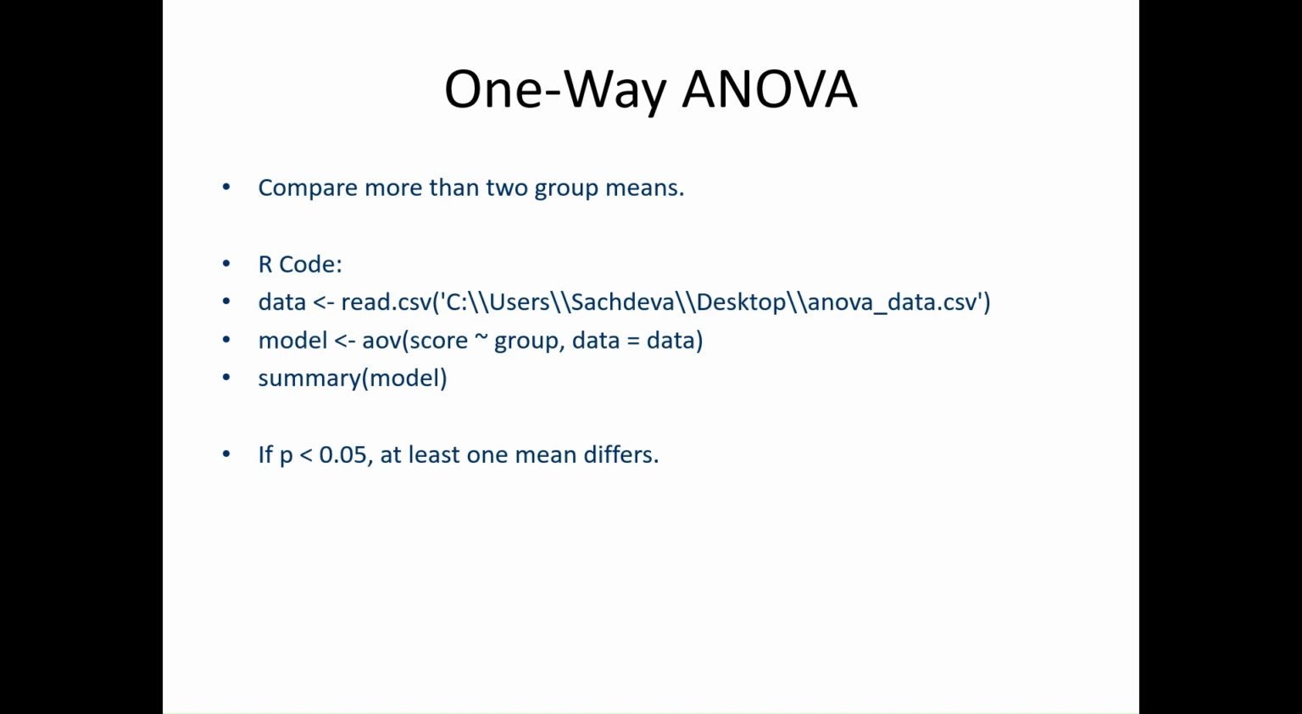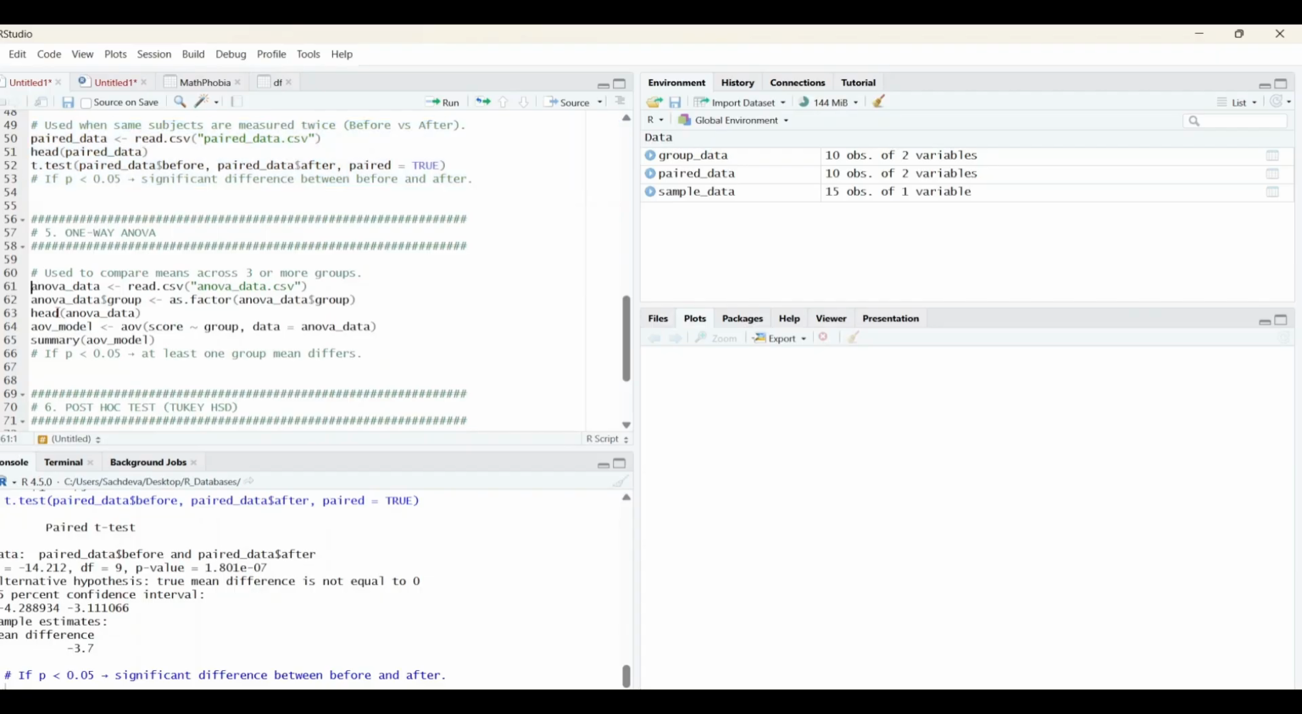When we have more than two groups, we use a one-way ANOVA to test if at least one group mean differs from the others. In R, we use the following code: data <- read.csv("/users/Sachdeva/desktop/ANOVA_data.csv"), model <- aov(score ~ group, data = data), summary(model). If the p-value is less than 0.05, at least one group mean is significantly different from the rest. ANOVA.